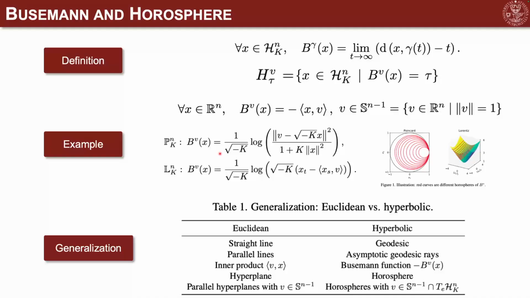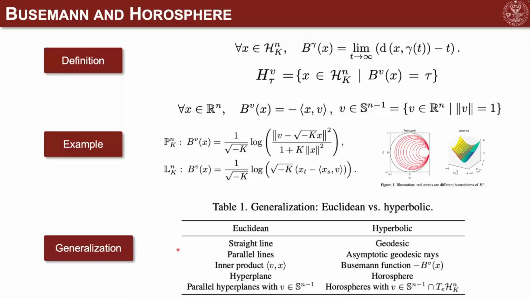So we use ideas from metric geometry called the Busemann function and its level sets. Here is the definition. The interesting thing is that the Busemann function generalizes the inner product, as shown here. In Euclidean space, it reduces to the inner product. Secondly, we have a closed-form expression for the Busemann function over hyperbolic spaces, such as the Poincare ball and the Lorentz space. This table summarizes how the Busemann function generalizes the Euclidean things.